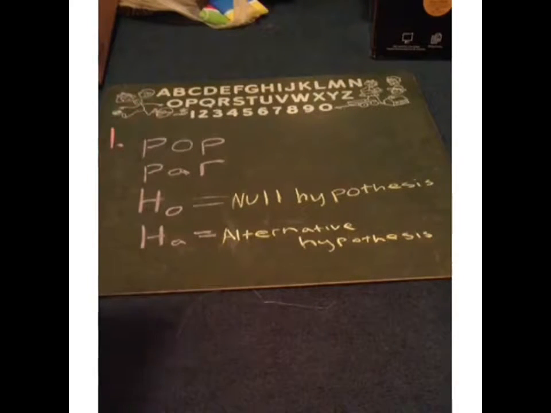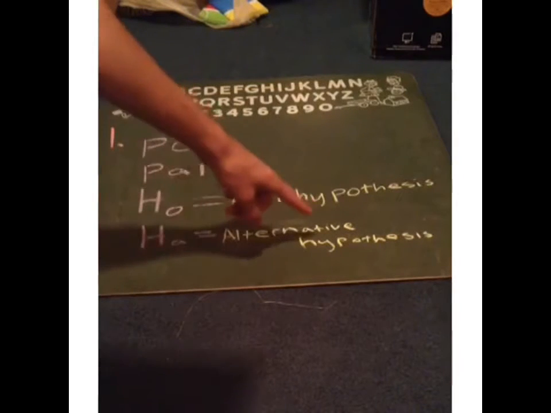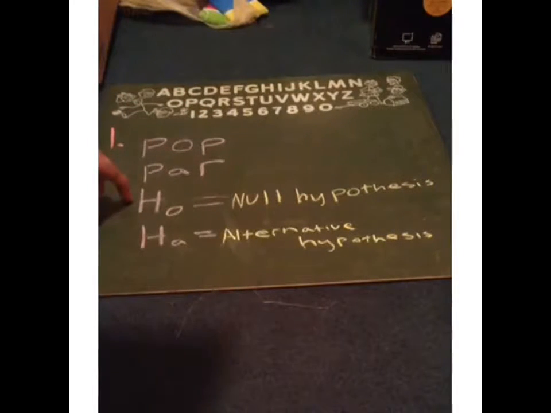In this same step, you will also state the null and alternative hypothesis. The null hypothesis is a default theory stating that there is no relationship between the two variables. The alternative hypothesis's purpose is to contradict the null hypothesis by saying the data will be greater than, less than, or equal to the null hypothesis.